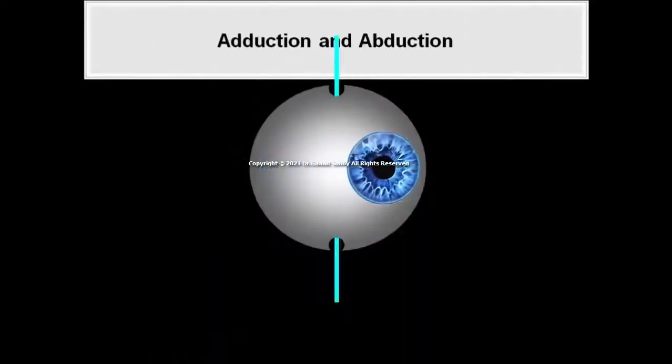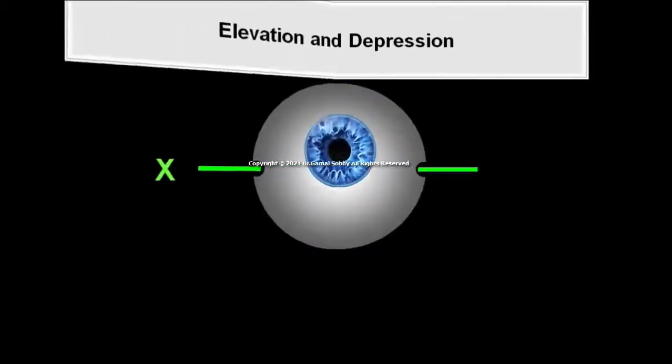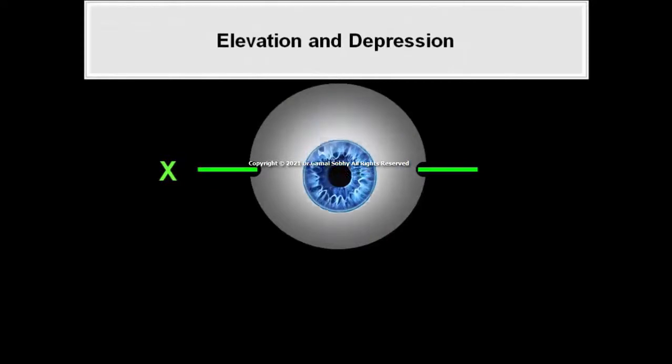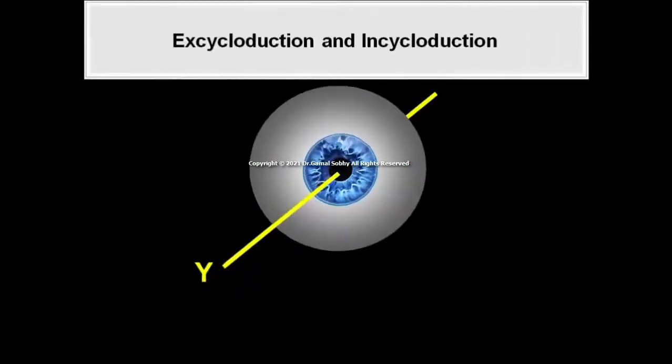Rotations around the vertical axis are called adduction and abduction. Rotations around the horizontal axis are termed elevation and depression. Rotations around the anteroposterior axis are known as excycloduction and incycloduction.